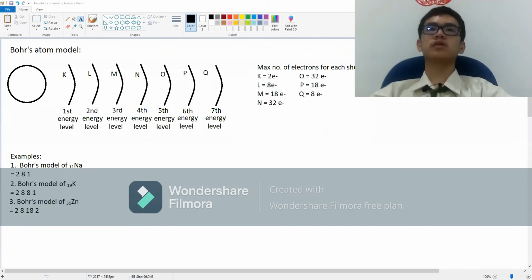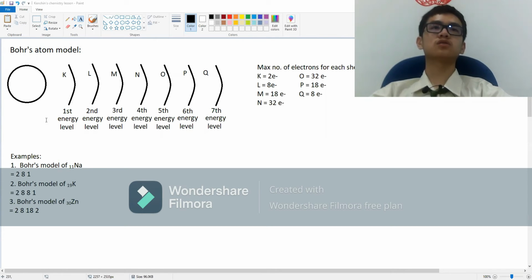Welcome guys, today I'm going to show you how to count up Bohr's atom model in a simpler way. Well, not exactly simpler, but in a way you'll understand better. So here is the basic Bohr's atom model. There can be at a maximum of 7 shells in one atom.